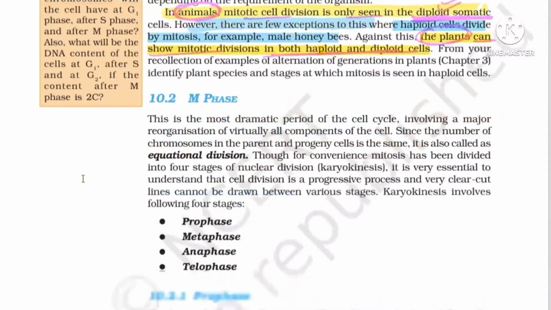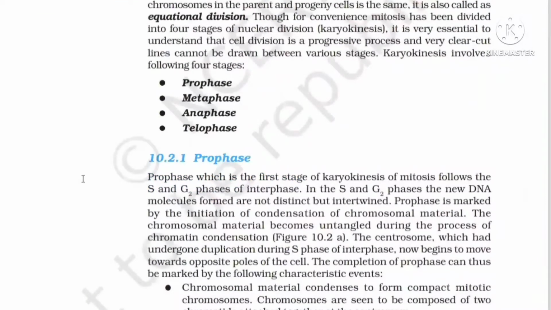First line, again a question area: which is the most dramatic period of the cell cycle? M phase. Because here dramatic changes occur. The nucleus will disappear, the nuclear membrane will disappear. Instead of the nucleus, you will find chromosomes. And how are the chromosomes made? Chromosomes are made by the process of condensation. So during the entire prophase, condensation is going on. Chromatin is getting condensed to form chromosomes.